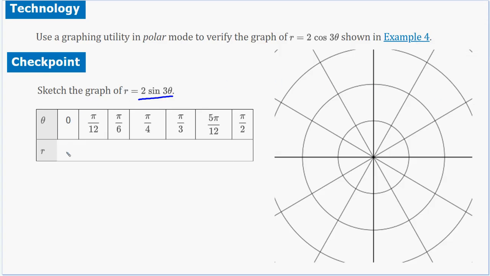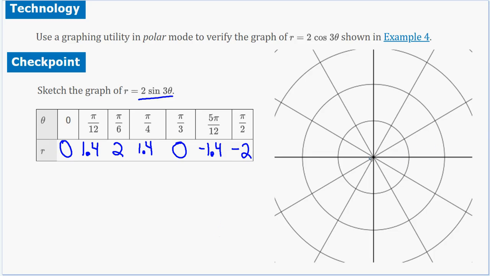Okay, so 0 goes in, 0 comes out. Pi over 12 goes in, 1.4 comes out. Pi over 6 has an output of 2. Pi over 4, the 1.4 again. At pi over 3, we get a 0. 5 pi over 12 is negative 1.4. And pi over 2 is negative 2.